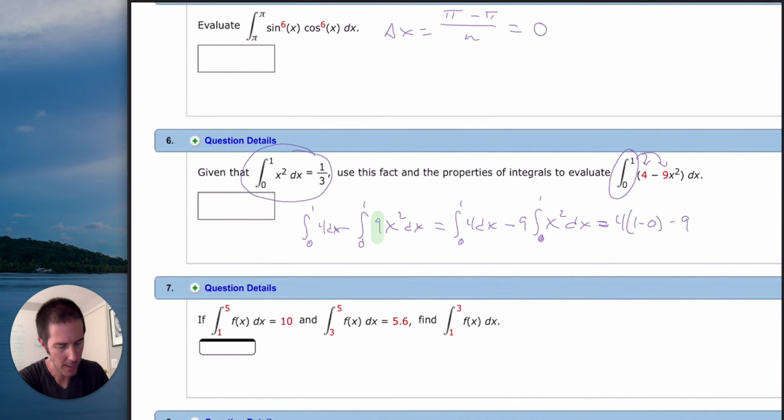minus 9 times, and then what in the world is the integral from 0 to 1 of x squared? Thankfully, that's a piece of information that was given to us. It's equal to 1/3. We've actually investigated that previously. So now we've got 9 times 1/3, and all we have left is arithmetic. 4 minus 3 makes 1. So we'll be able to type in 1 as our final answer there.